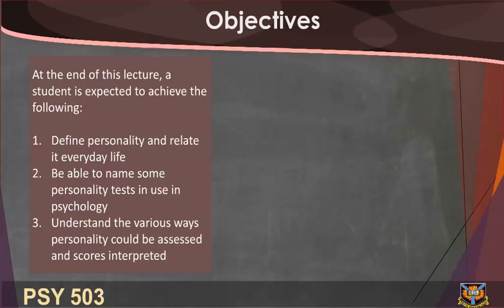Objectives. At the end of this lecture, a student is expected to achieve the following: 1. Define personality and relate it to everyday life. 2. Be able to name some personality tests in use in psychology. 3. Understand the various ways personality could be assessed and scores interpreted.